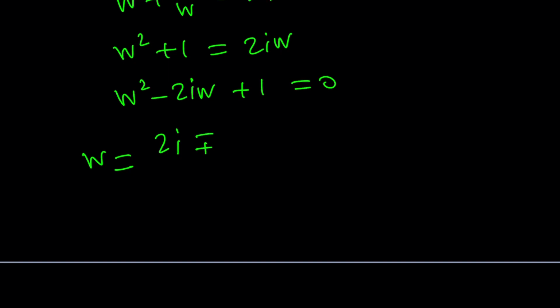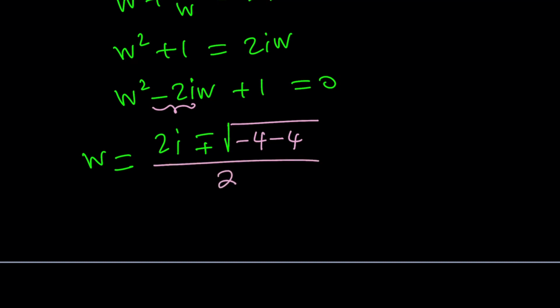Negative b plus or minus the square root of b squared. Now you have to be careful here, because this is b, and when you square it, you're going to get 4i squared, which is -4. Then minus 4ac, it's going to be -4. Notice that most of the time b squared is positive or 0, but in the complex case, it can be negative. And divided by 2a, which is 2.